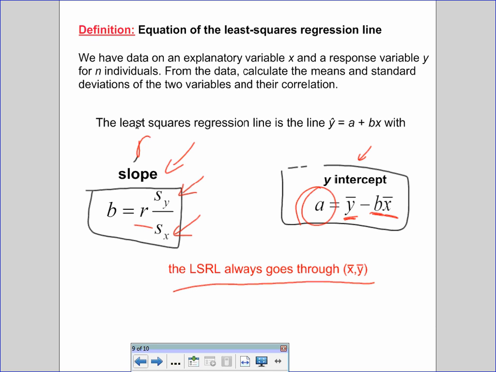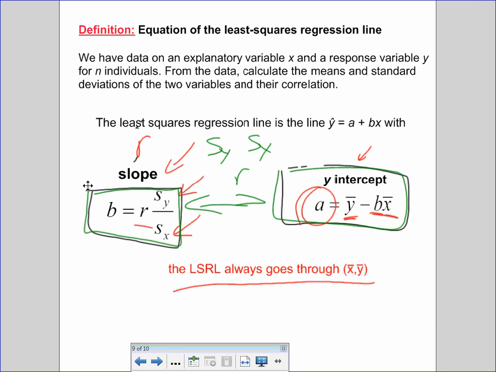But you need to know these equations because it is possible on the AP exam that they would give you S sub y, S sub x, and r, and they'd ask you for the equation of the regression line. They wouldn't give you the data points, so you couldn't put them in your calculator. These formulas are on the formula sheet, so you need to be ready to go. But basically in the next class, what we're going to be doing a lot of is calculating regression lines and finding the least squared regression line for 2 variable data sets.